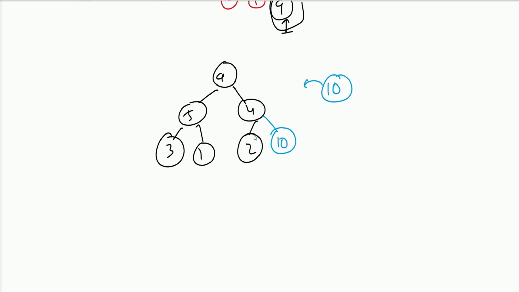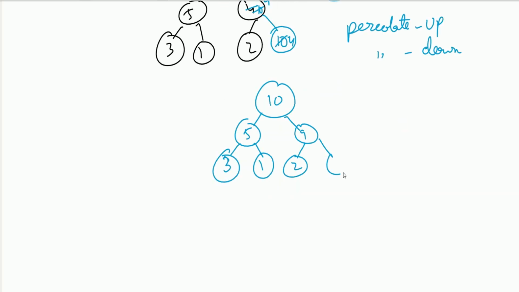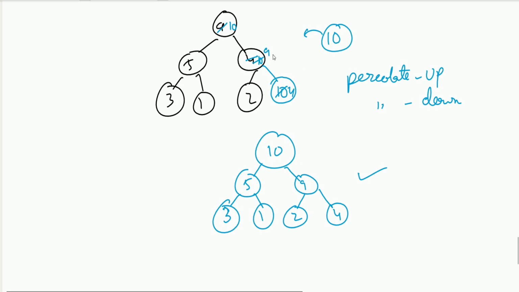Then what we will do? In heapify, we were checking with the child. This function is called percolate up. Heapify is also called percolate down. So we'll call percolate up. So 10 will be compared with its parent. 10 is greater than the parent. So 10 and its parent will be swapped. Then 10 will be compared to the parent. 10 is greater than the parent. Then 10 and that parent will be swapped. So our heap will become 10, 5, 9, 3, 1, 2, 4. And this is our max heap. So this is how we insert the element in the already built up heap.